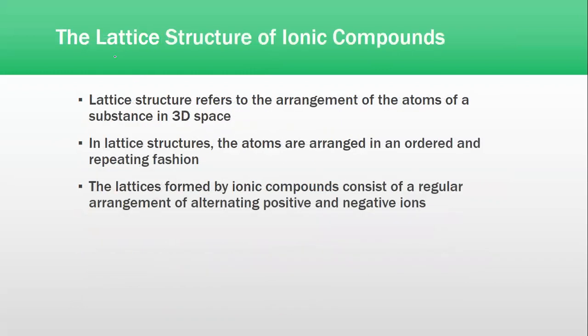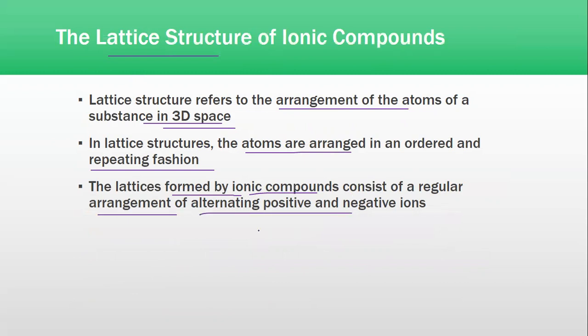So what is the lattice structure? Now the lattice structure refers to the arrangement of the atoms of the substance in 3D space. In lattice structures, the atoms are arranged in an ordered and repeating fashion. The lattices formed by ionic compounds consist of a regular arrangement of alternating positive and negative ions.